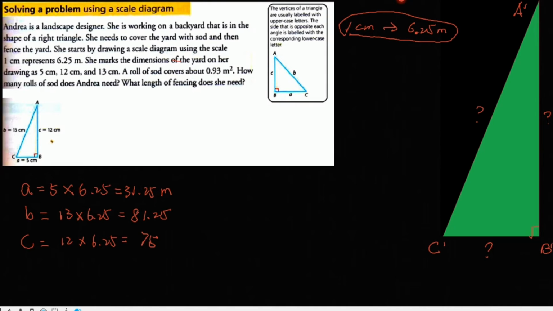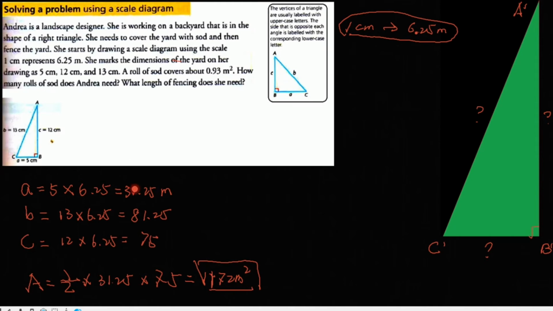Okay, so in order to find out how many rows of sod Andrew needs, we have to find the whole area. This is the area of a right triangle, so A equals 1/2 times base times height. The base is A, which is 31.25 meters, and the height is C, which is 75. I already calculated the area. It is around 1172 square meters. Okay, this is the area.